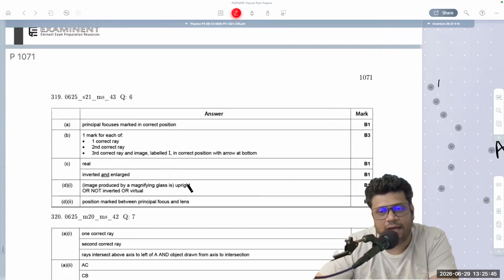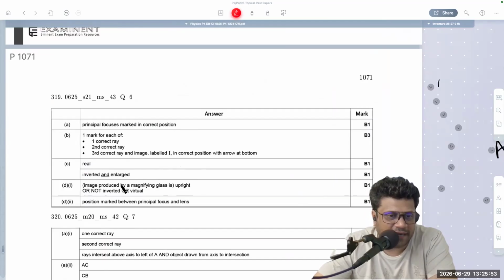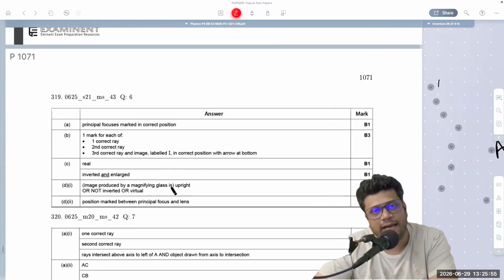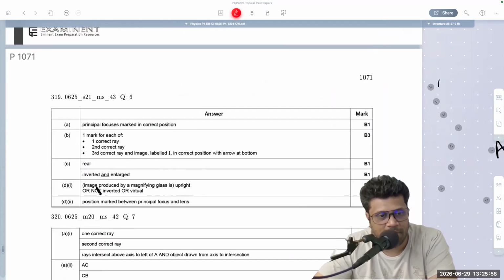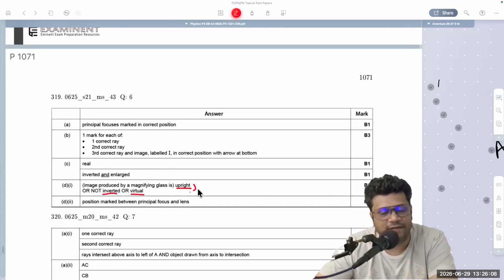So you can see how an image created by a magnifying glass is different. They say "image produced by a magnifying glass is" with brackets around it. It means it's not necessary for you to put that statement; it is not important. You need to have upright, not inverted, or virtual. One out of these three, and we have written all three of them. So we are correct.